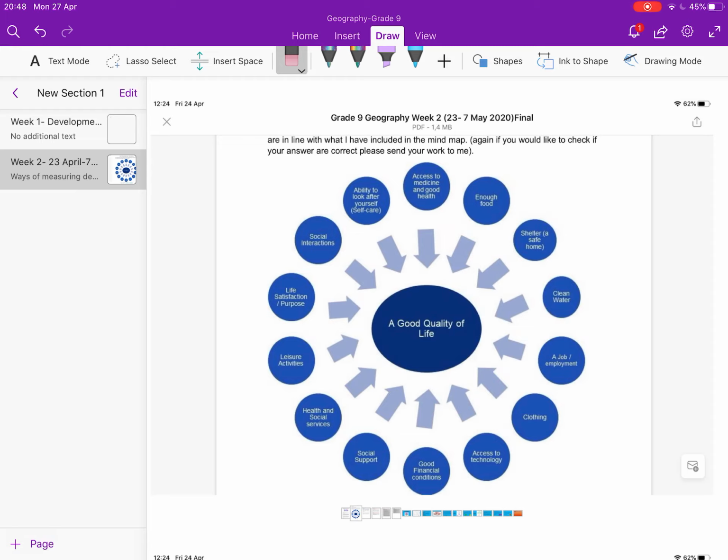Last week we looked at a whole lot of concepts, things such as the economic, social, and environmental indicators, what contributes to a good quality of life, the GDP per capita. We looked at what is development and how development is determined.